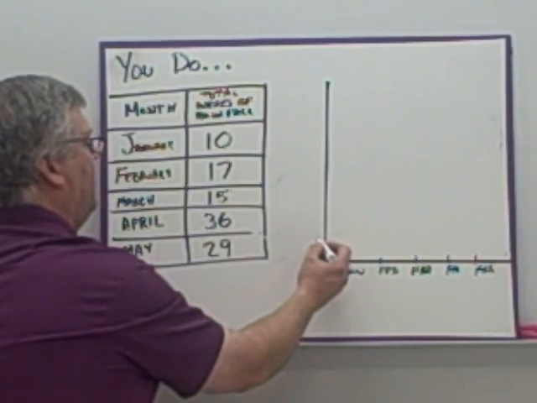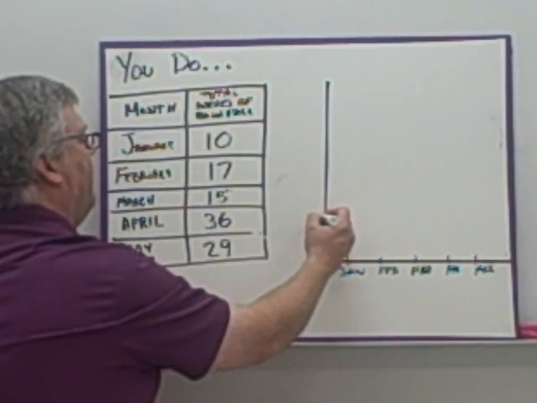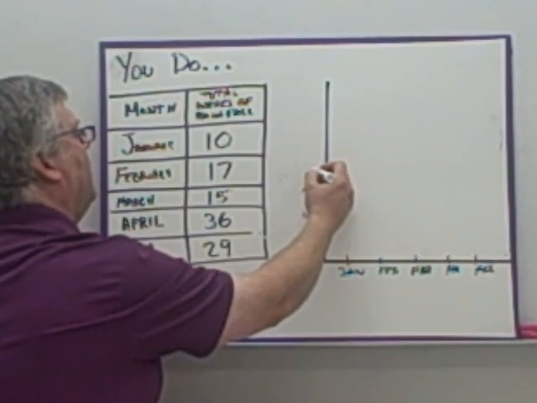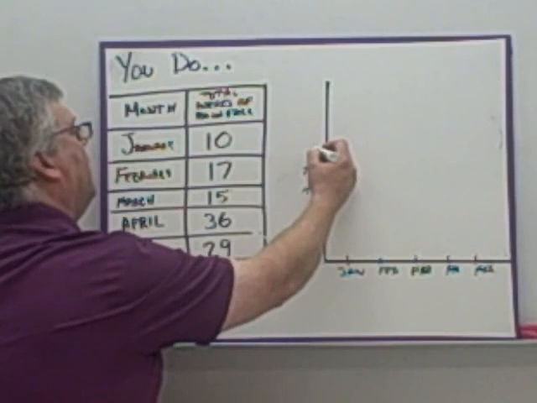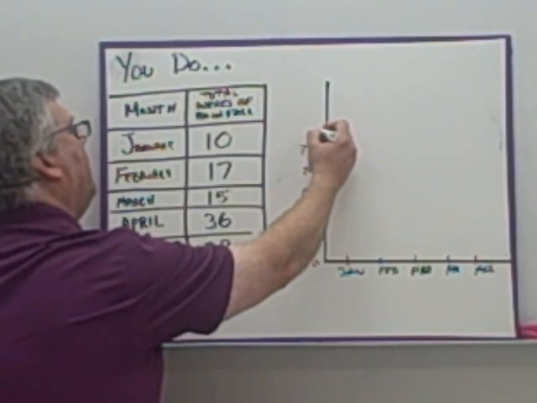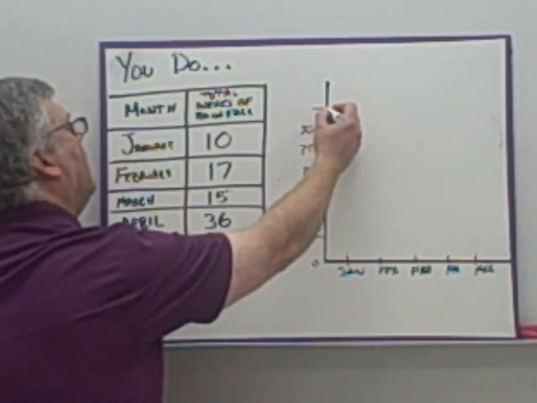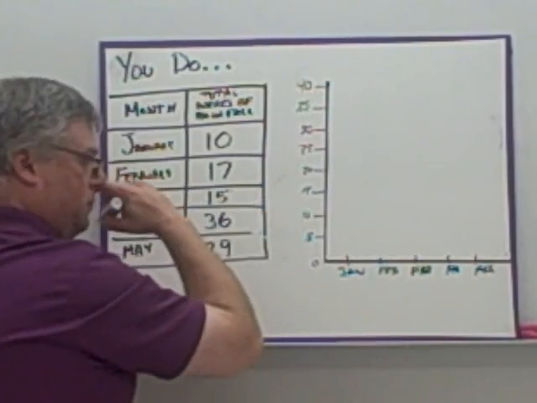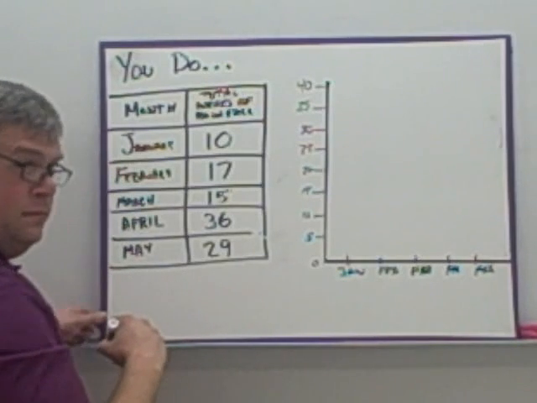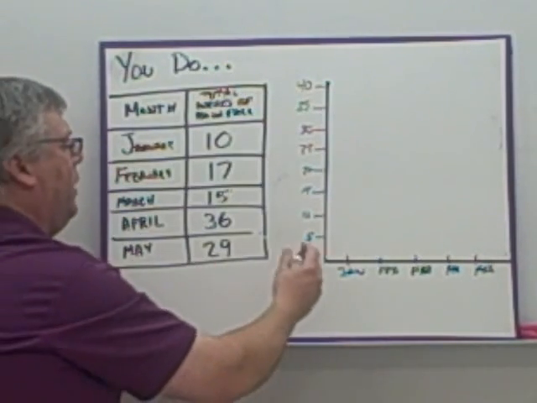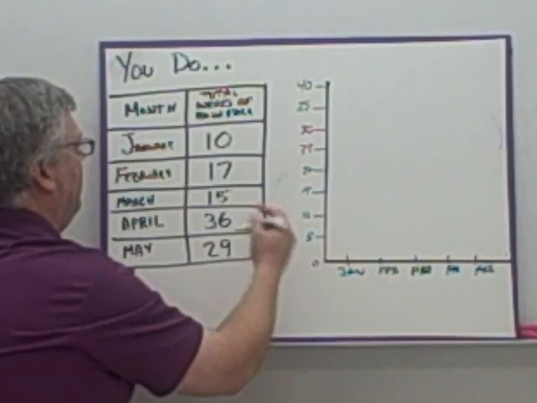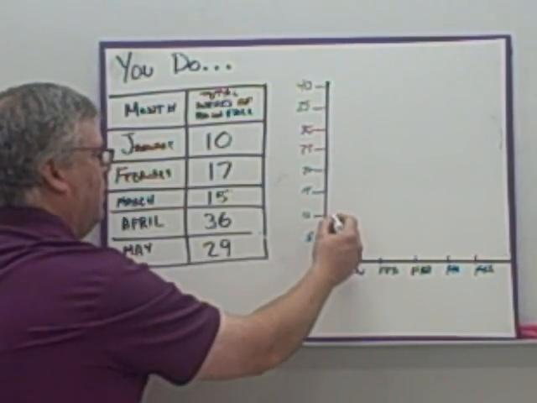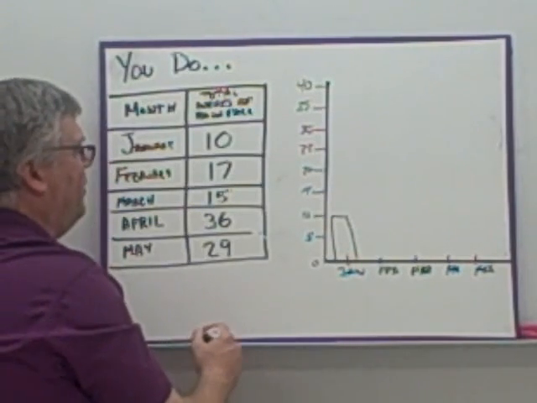So this would be 0, let's do 5, 10, 15, 20, 25, 30, 35, 40. Now I'm going to draw a bar for January that's going to go up to 10. There's my bar for January, it goes up to 10.